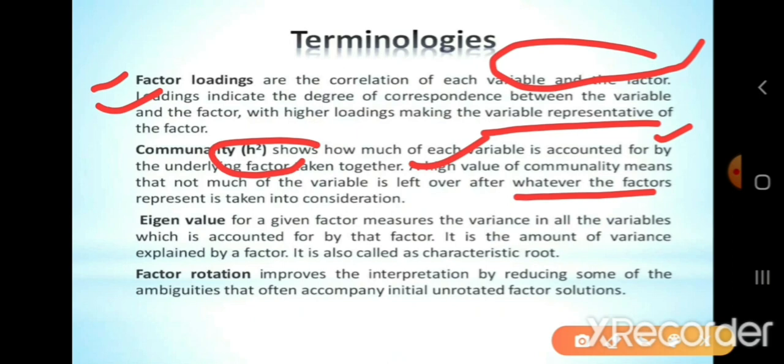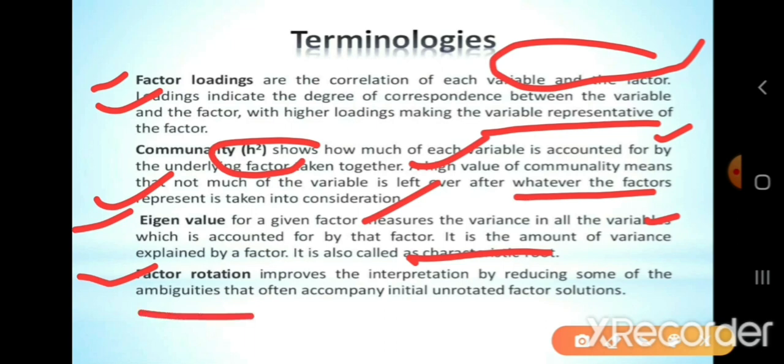Okay, next is eigenvalue. So the eigenvalue for a given factor measures the variance of all the variables which is accounted for by that factor. Okay, and this is also called the characteristic root. Next term is factor rotation. Factor rotation is basically done to improve the representation of the factor by reducing some of the ambiguities that we often get through factoring methods. Okay, so to improve the results or to get better interpretation, we do factor rotation.